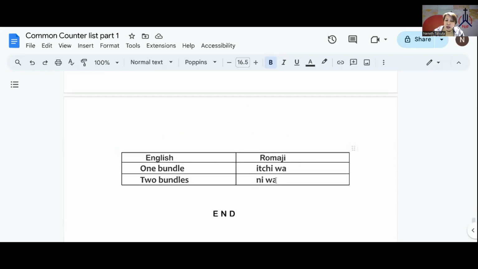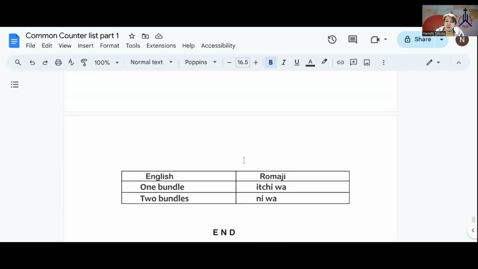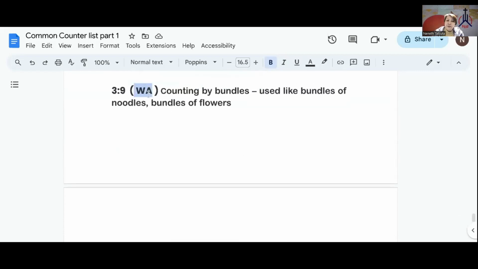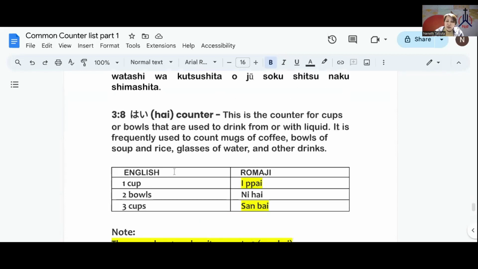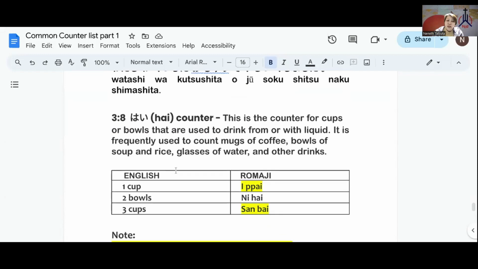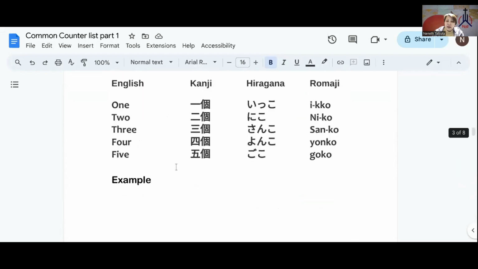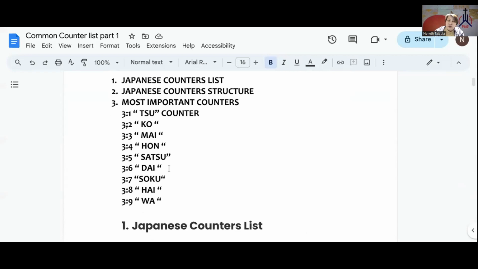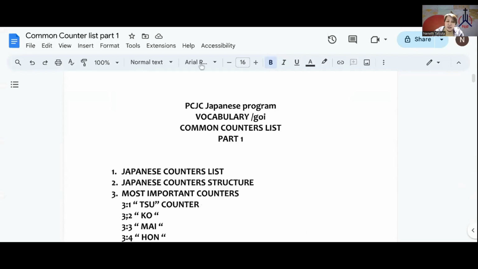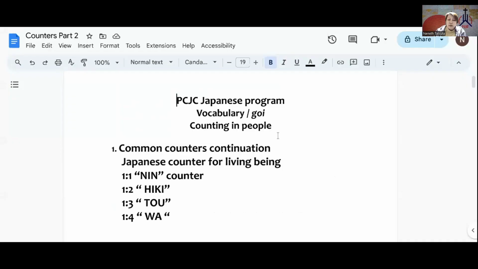Ichiwa, niwa. There is no exemption here, so just add the number and then the wa. Later on, we're going to have exercises for this so that you would understand more. So that is the first part. These are going to be in your JLPT exam. Now next, we'll go with part 2.